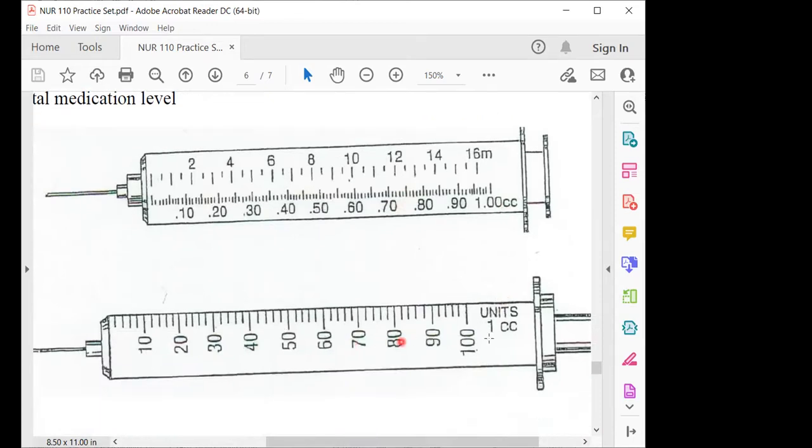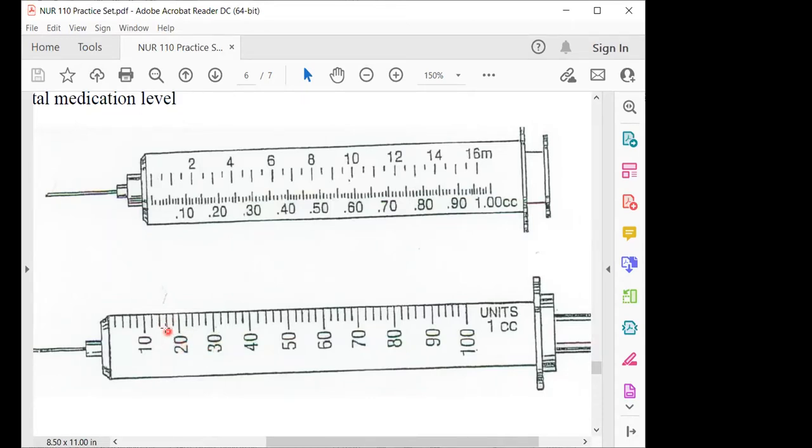Now, when you get down here, this is another where it says units 1 cc, but this is a unit syringe. So this is 10 units, 20 units, 30 units. The reason I bring this one up as well is because these increments are not by ones or tenths. They're actually by twos. So it goes 10, 12, 14, 16, 18, then 20. So these are in two unit increments on this type of syringe.